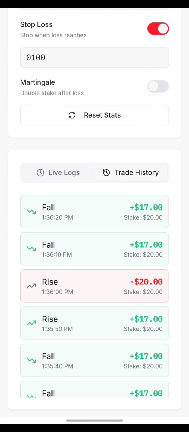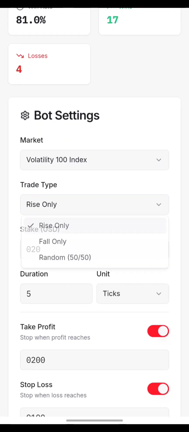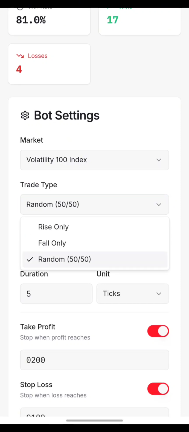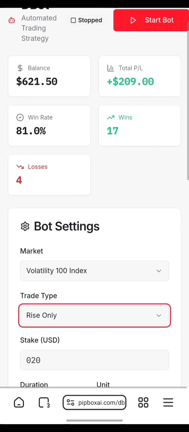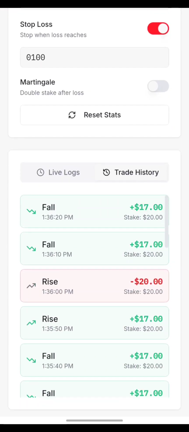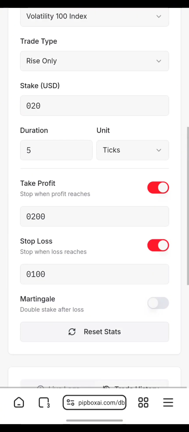So you see, this one, the random 50-50, it takes both rise and fall at the same time. But if you want to choose rise alone, it's also very important, because the rise and fall market is always very crazy, that you can't trade it just like that.